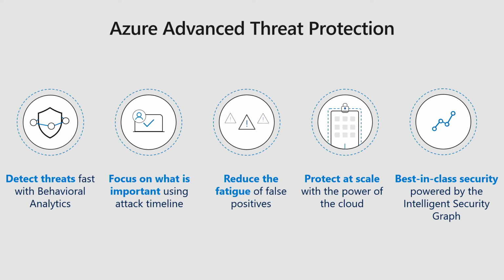And the fact that we use Azure as our service means that we can scale from the very smallest organizations to the very largest organizations. And of course, we're using the power of Microsoft Threat Intelligence and the Intelligent Security Graph to make sure that we get additional signals into the system to help improve those detections as well.